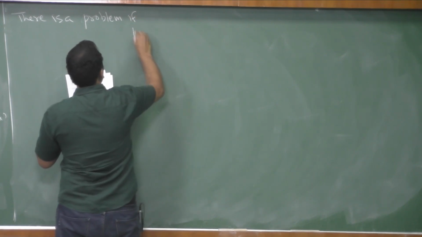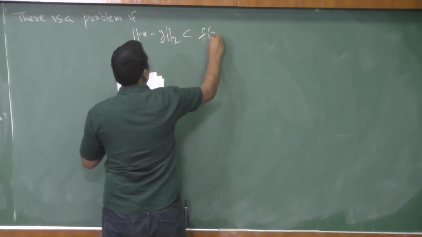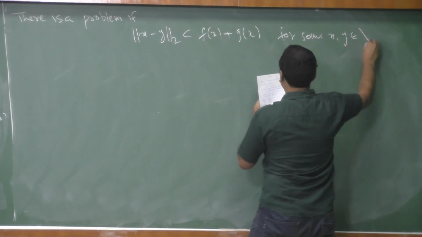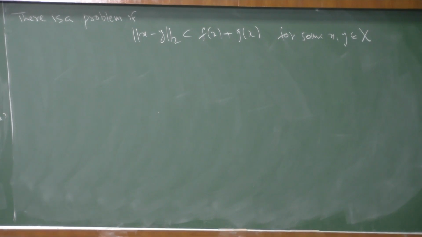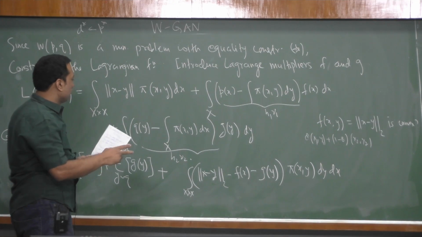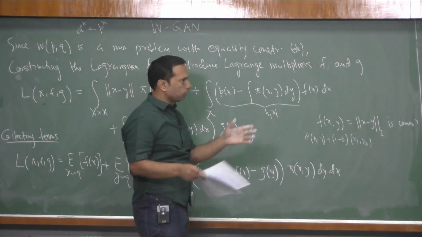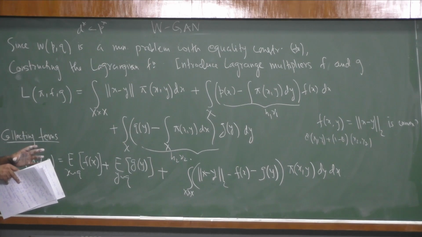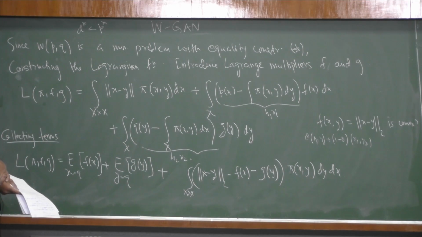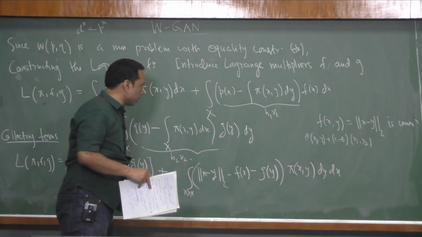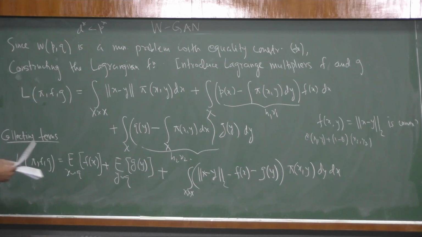So there is a problem if the norm of x minus y is less than f(x) plus g(y) for some x, y in X. The problem is that it can go to minus infinity, because the mass of pi can be concentrated around some point (x0, y0), something like a delta distribution, in such a way that overall this goes to minus infinity. I will do this proof a bit later.